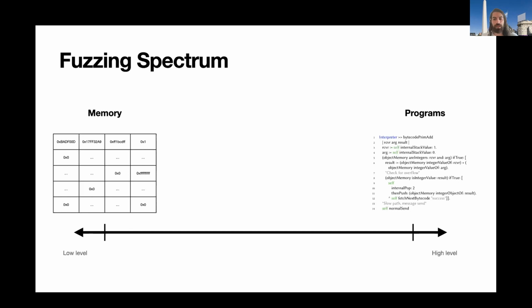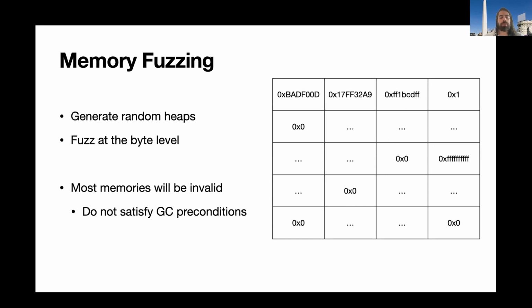So they try to create code patterns that will make the JIT compiler do something that maybe has a bug. On the lowest level, one other idea could be to create a memory with random values, or smartly chosen random values, and then run the garbage collector on top of those automatically generated memories. Generating those random heaps could be easy: it's just generating random integers and putting them in some memory. We are fuzzing at the byte level.